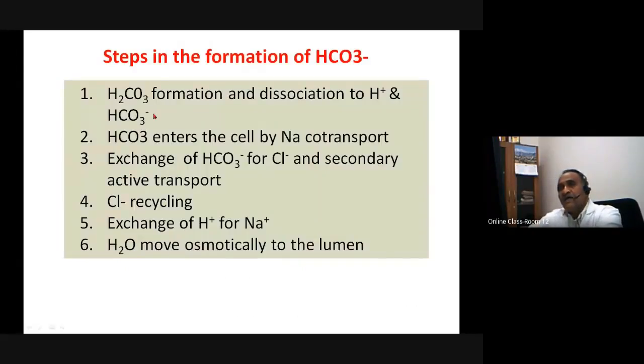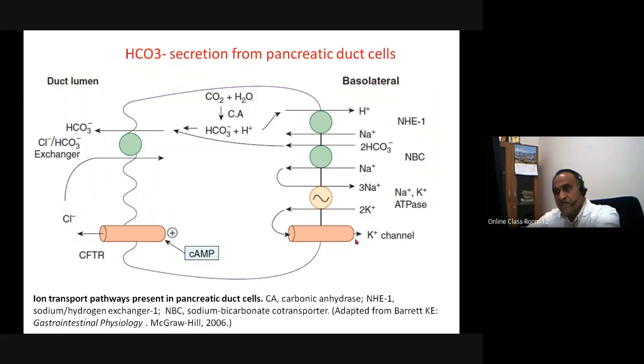If I were to tell the first step, it is the production of the bicarbonic acid from CO2, and that would dissociate into H and HCO3. Then HCO3 is co-transported with the sodium, and there is some HCO3 coming from the sodium co-transport mechanism. Then the HCO3 is exchanged for a chloride, and the chloride is recycled, and the sodium H ions are exchanged for sodium and water movement. That's what I described of all of them. This one I have taken from Ganong.